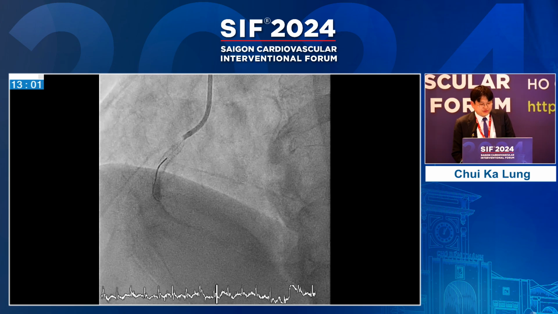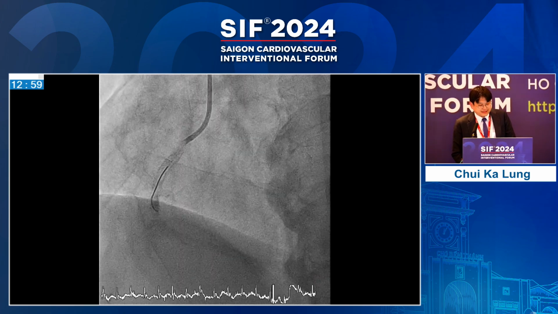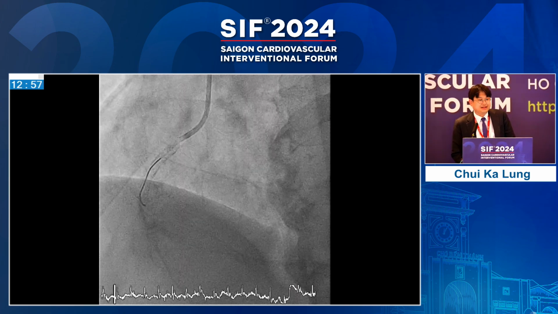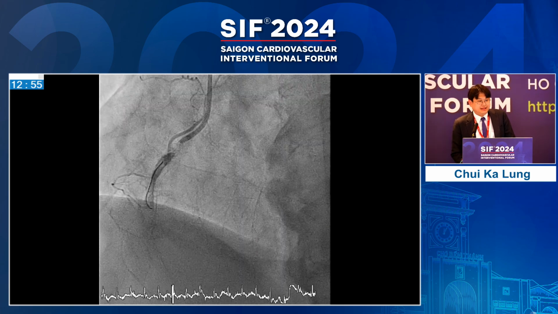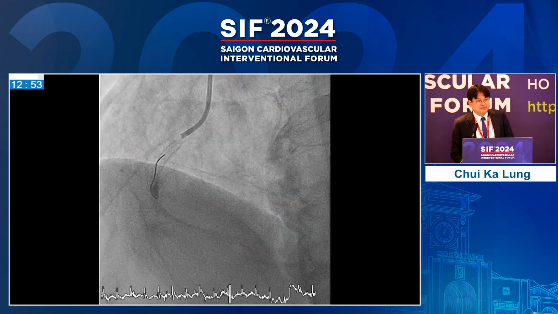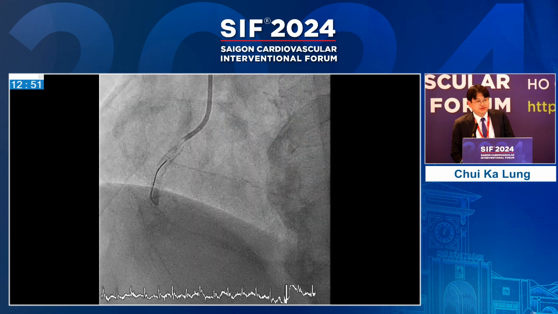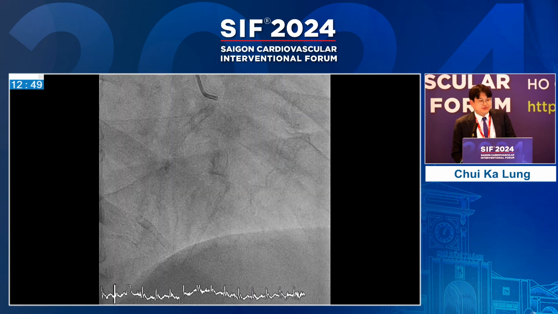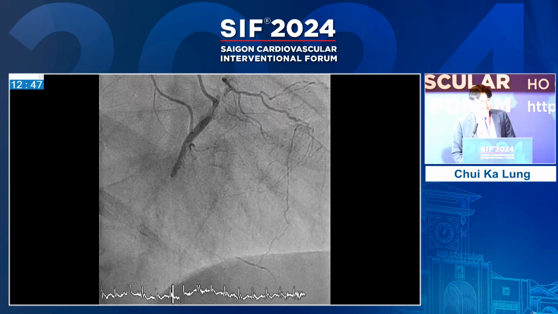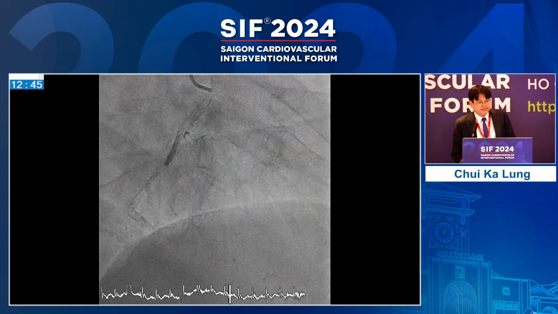So this is the RCA angiogram. Basically, it's a subtotal occlusion at the RCA distal to the stent. And there's also another lesion, proximal RCA, that is proximal to the RCA stent. So we managed to wire, do some of the ballooning.